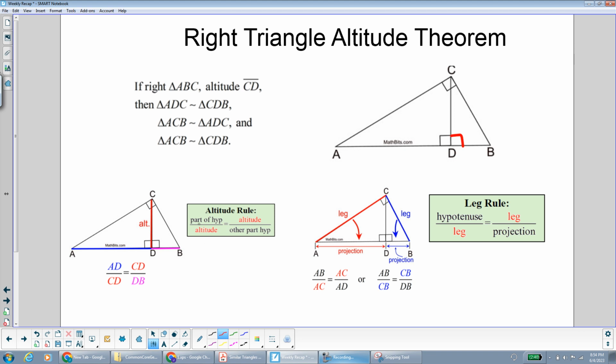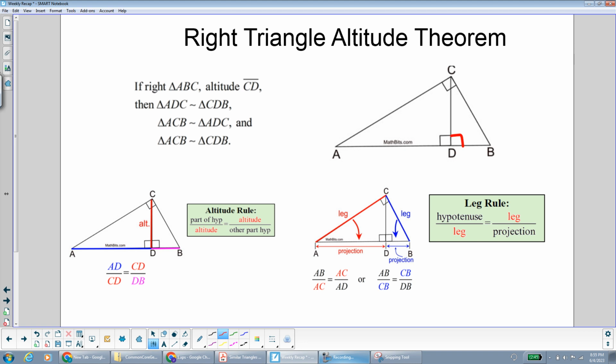And in the other two spots go the part of the hypotenuse. The leg rule says that the leg is the mean proportional between the whole hypotenuse of the big right triangle and the leg's projection on the hypotenuse. That just means the part of the leg directly below the hypotenuse.